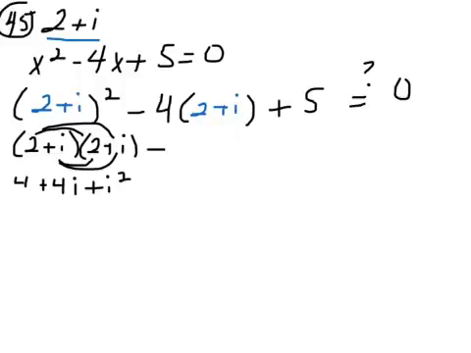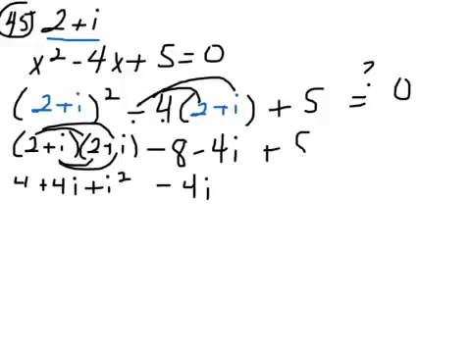Let's go ahead and look at the next thing. I've got a minus 4 times all that. Let's just distribute a negative 4. A negative 4 times 2 is a negative 8, and a negative 4 times a positive i is a negative 4i. So let me copy that down here. And then I got plus 5. And I'm trying to see, is this equal to 0? We don't know yet. The book's kind of told us it is, but we want to look at it ourselves.